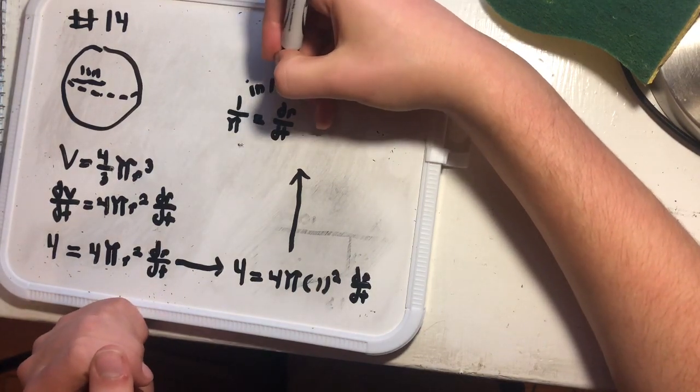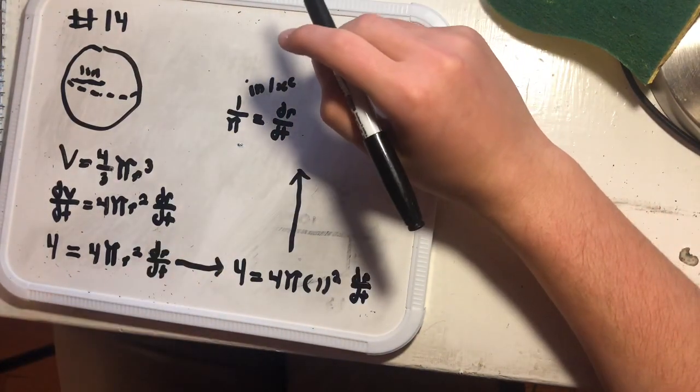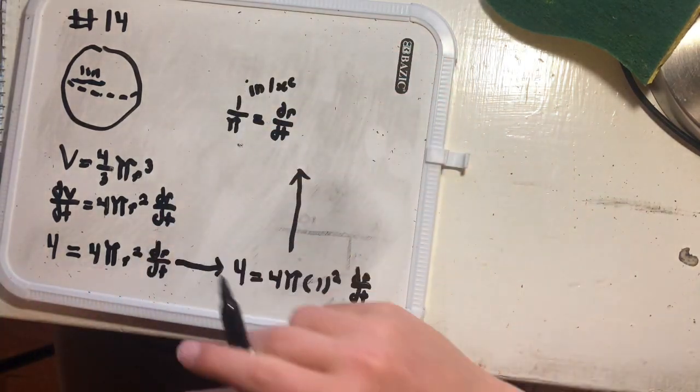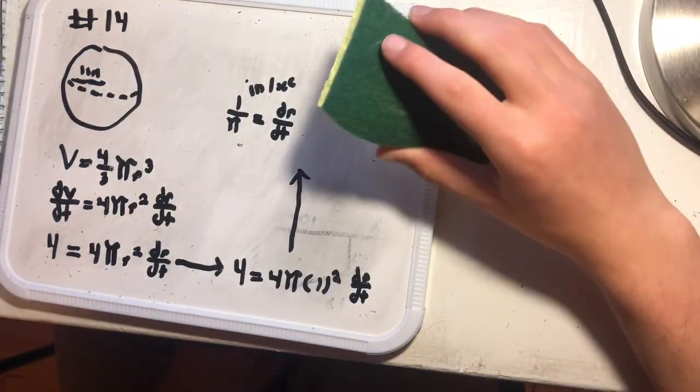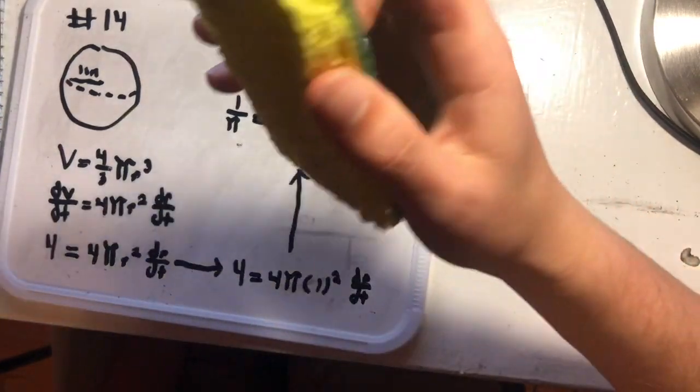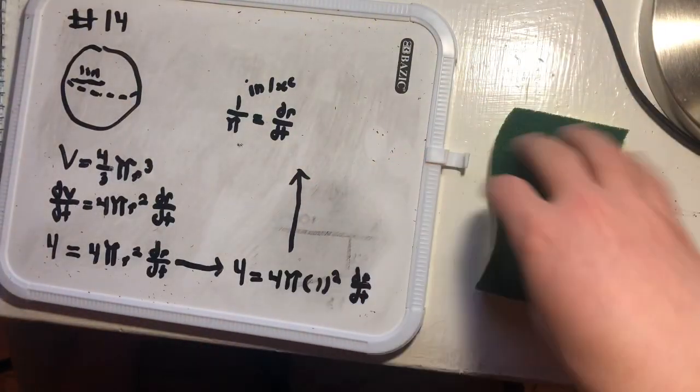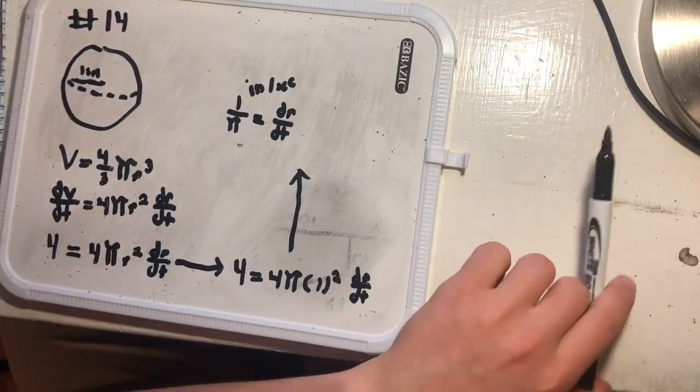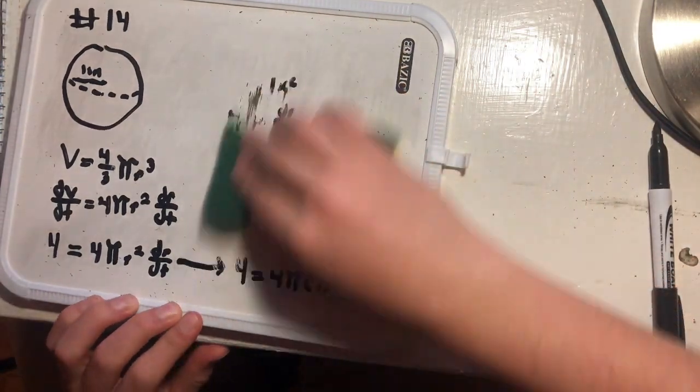Inches per second. Don't forget that, inches per second. Never forget the units. I've forgotten that way too many times. That's why my grades are in the trash. Anyways, moving on to number 15.